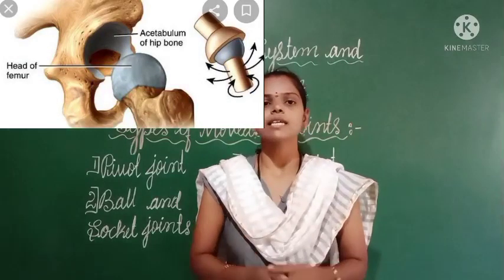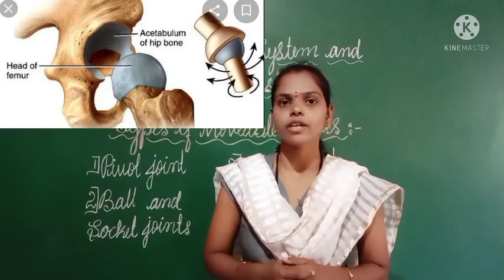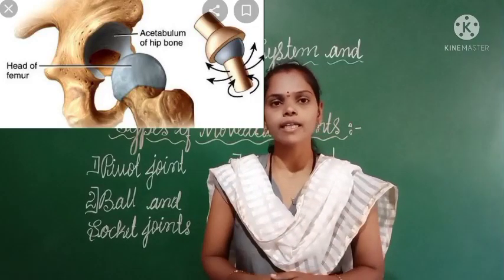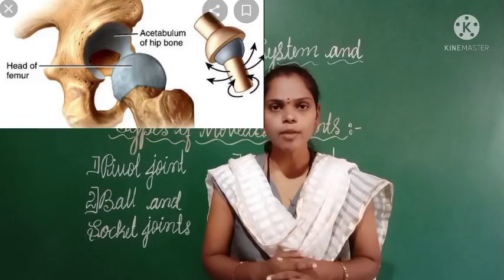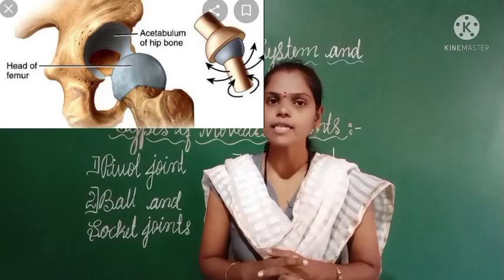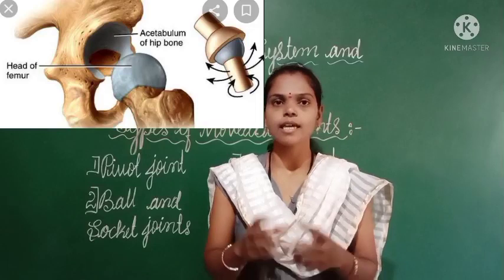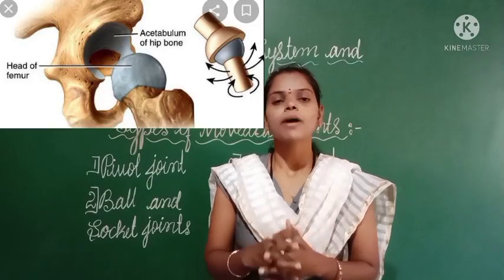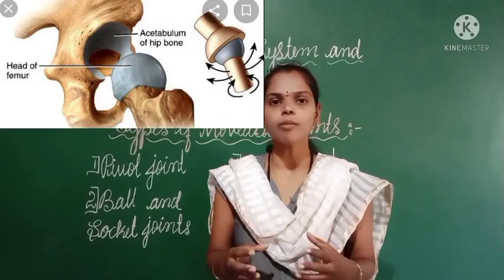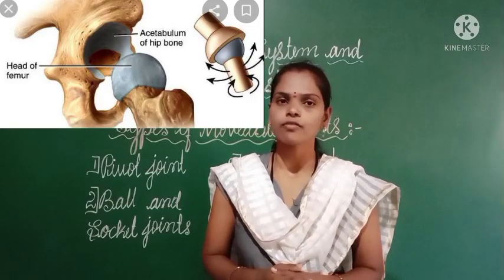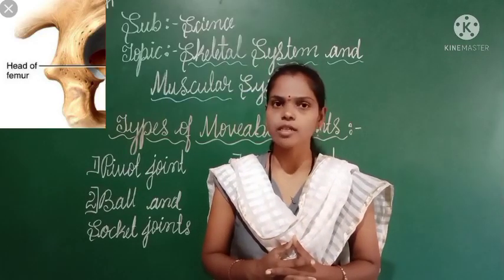So dear students, this kind of joint has a ball-like structure. For example, the shoulder bone and the hip bone. The end of the shoulder bone, that ball-like structure, will be attached to the limbs. Similarly, the hip bone will be attached to the legs. That will show the direction of the movement. So this is about the ball and socket joint.